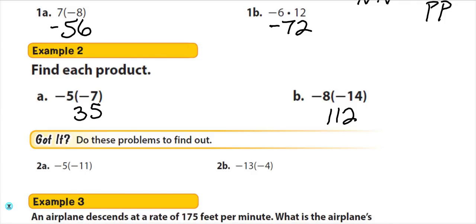So we have negative 5 times negative 11. So we have 5 times 11, which is 55. It's a double negative, so that's actually a positive. Okay, 2b, negative 13 times 4. That's going to give us 52. And again, it's going to be positive because of the double negatives.